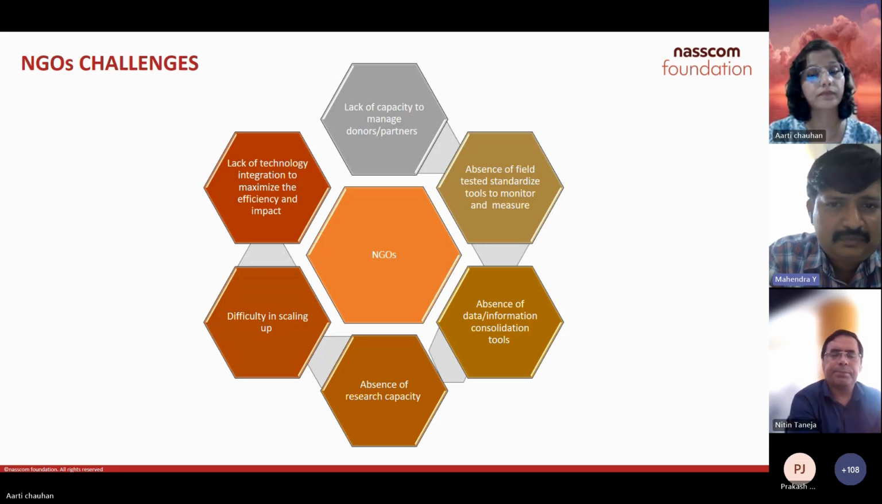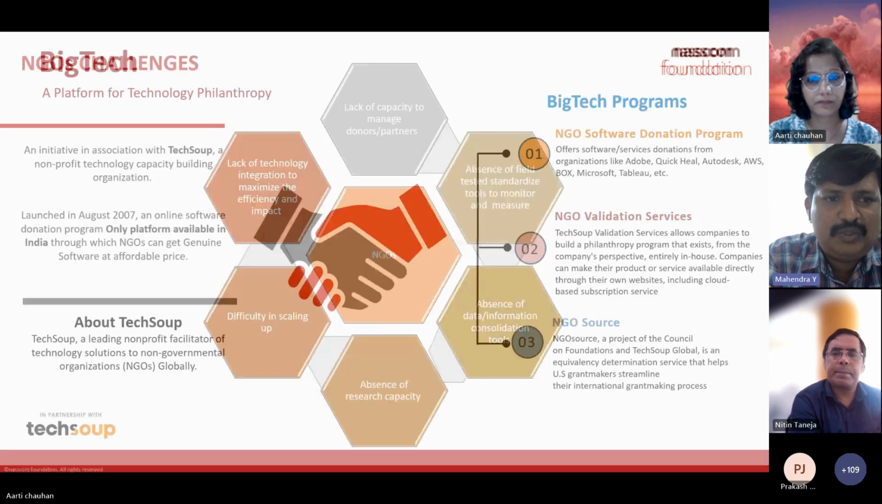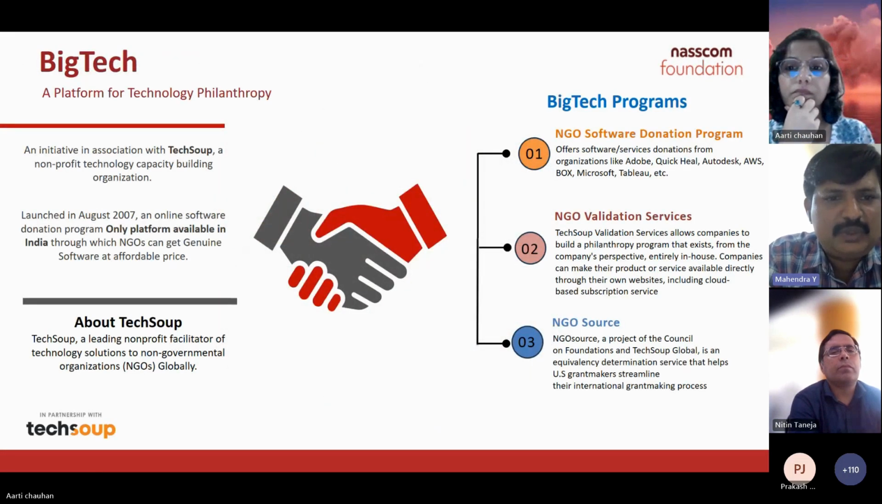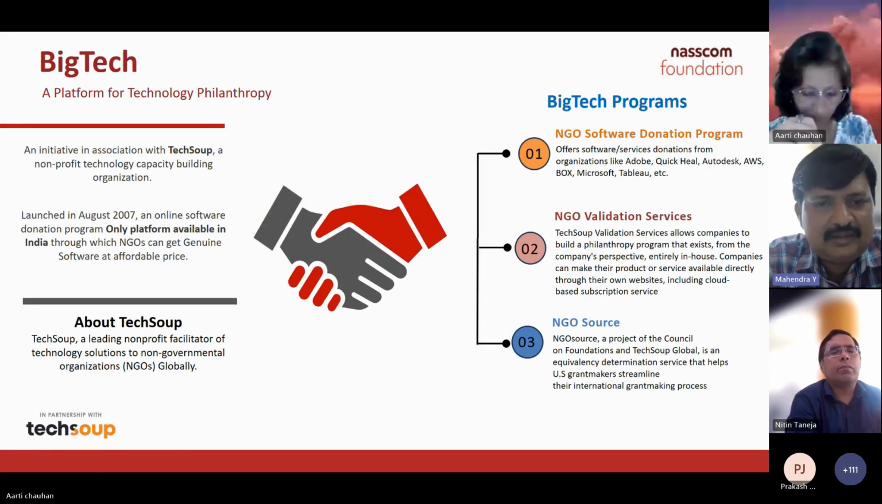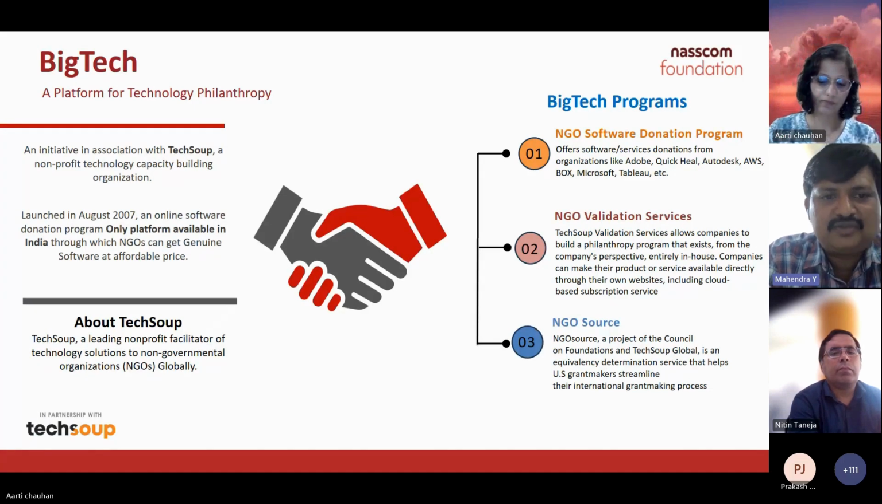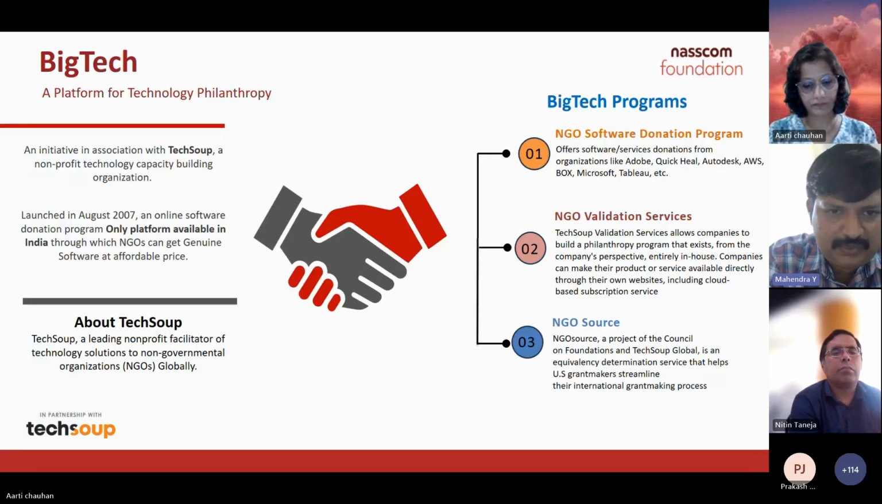To look at these challenges, what do we do? BigTech is a program which we have launched. It's been almost 13 years since we launched this program, and we have partnered with TechSoup. TechSoup is a partner for us with a global presence, and for India we are the implementing partner. We are the only platform in India where all the eligible NGOs can get genuine software at an affordable price.